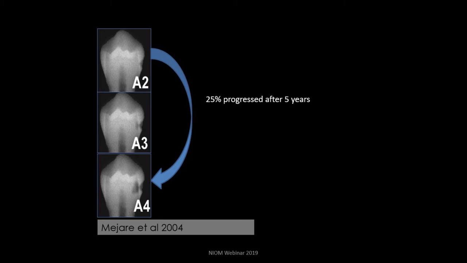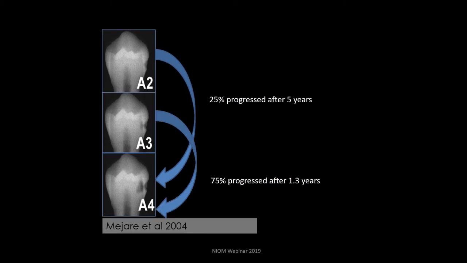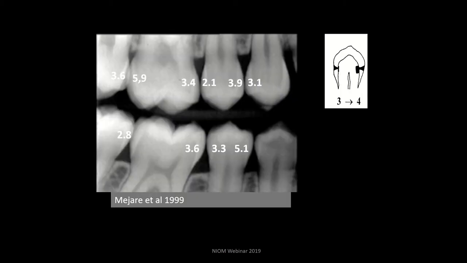75% of lesions at the enamel-dentin border, meaning grade 3, progressed into grade 4 in 1.3 years. Another interesting finding from Meyare and co-workers is the progression of carious lesions on different surfaces. The mesial surface of the mandibular second molar and the distal surface of the maxillary second premolar constitute surfaces of highest risk for carious progression in the dentin, since these surfaces show the lowest median survival times for carious grade 3.